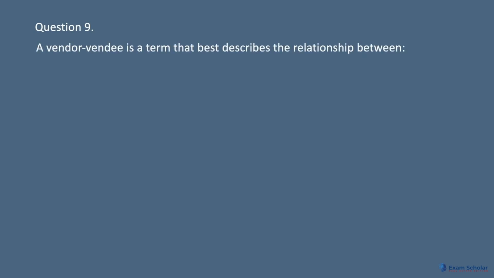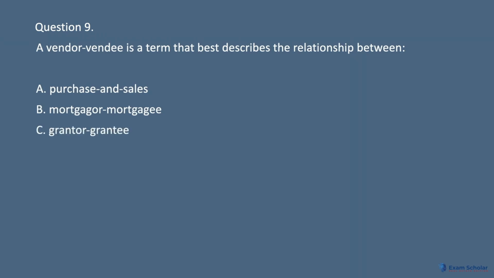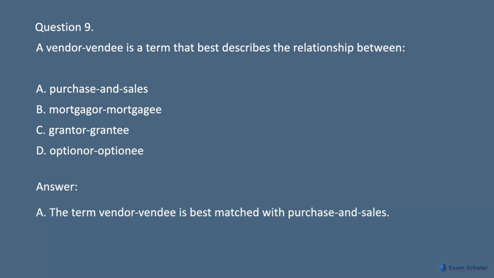Question 9. A vendor-vendee is a term that best describes the relationship between A. Purchase and sales. B. Mortgager-mortgagee. C. Grantor-grantee. D. Optioner-optionee. Answer A. The term vendor-vendee is best matched with purchase and sales.